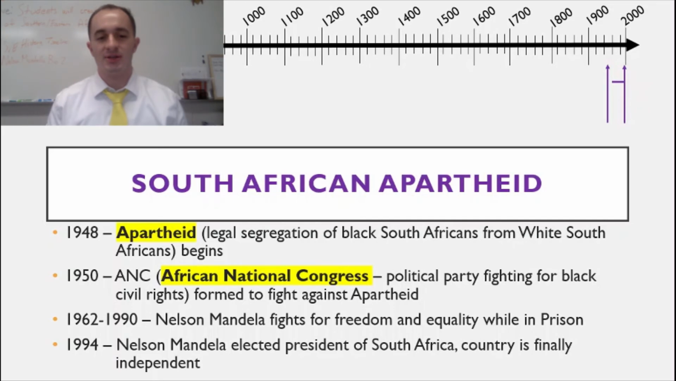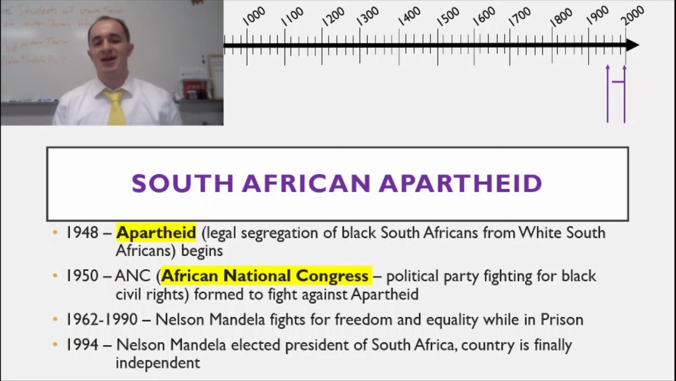So 1950, we have the ANC, which is the African National Congress, which was a political party in South Africa fighting for Black civil rights. So the ANC was formed to fight against apartheid. So those two can fit in the same box on your worksheet. 1948, 1950, apartheid begins, and the ANC was formed to fight against apartheid. So those also go to the same arrow because they're 2 years apart. They're so close that I decided to link them both in there.